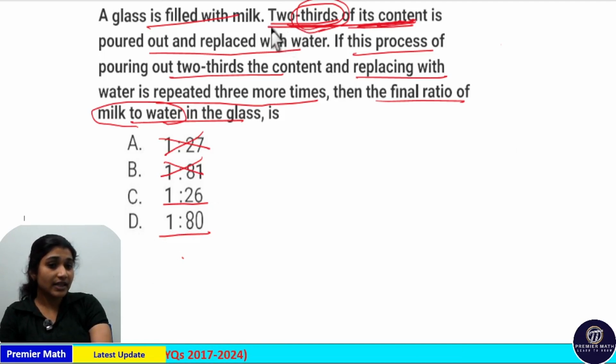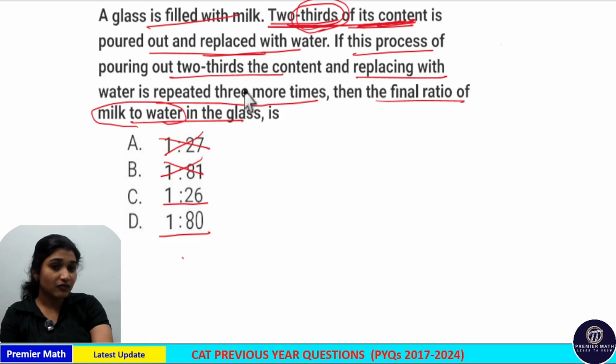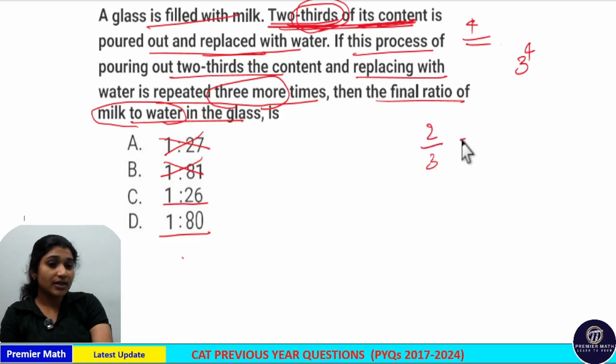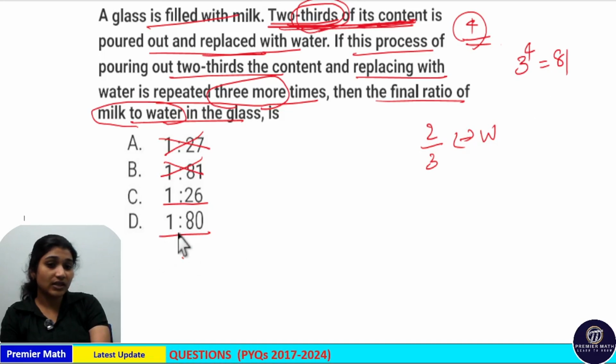But here it is clearly two-thirds of the content replaced with water, and this replacement takes place 3 more times, which means total 4 times this replacement is taken. And here the total part is 3 parts. So this 3 is also repeated 4 times, because here two-thirds content is replaced with water and this replacement takes place 4 times. So 3 raised to 4 is equal to 81, which is in our option. 1 plus 80 is 81. So you can ignore this 27 part. So option D is our answer.